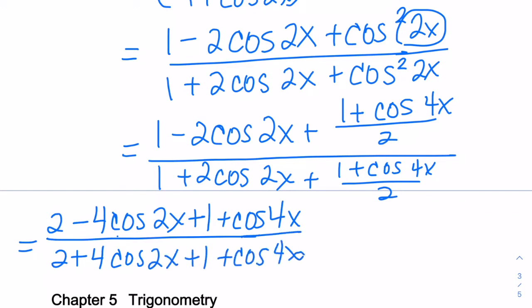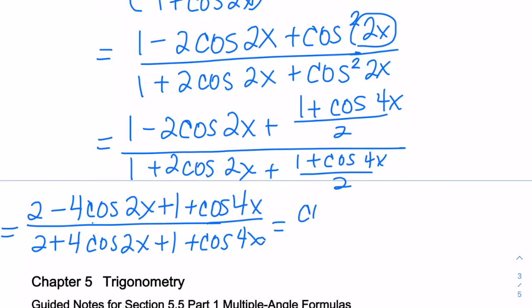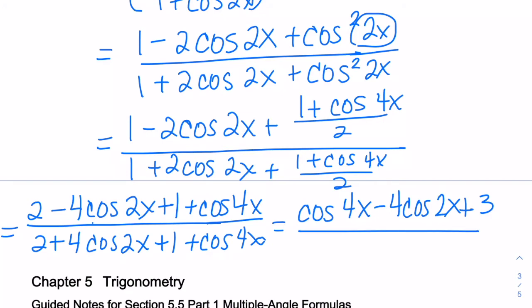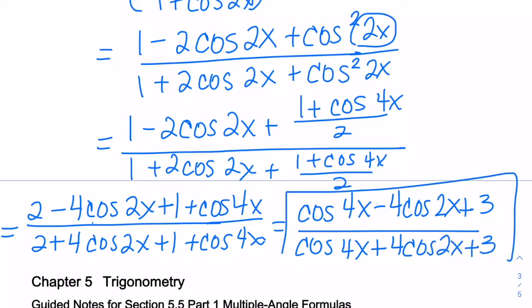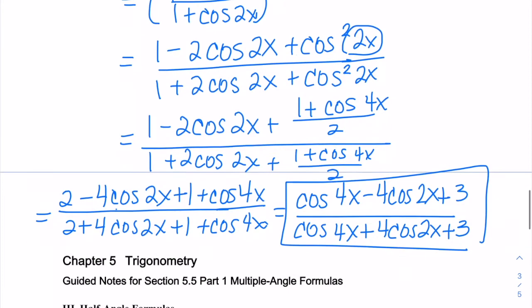So let me just rewrite this and combine like terms. We have that 2 plus 1 is 3. So it'll be cosine of 4x minus 4 times the cosine of 2x plus 3, over cosine of 4x plus 4 cosine of 2x plus 3. So we rewrote tangent raised to the fourth in terms of cosine with multiple angles.